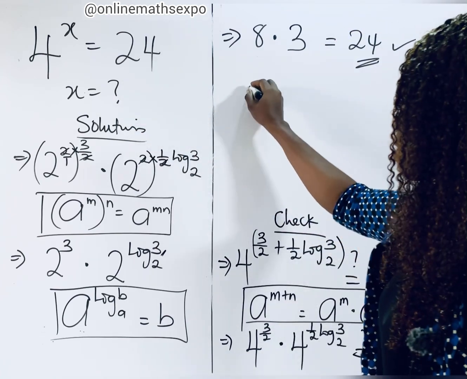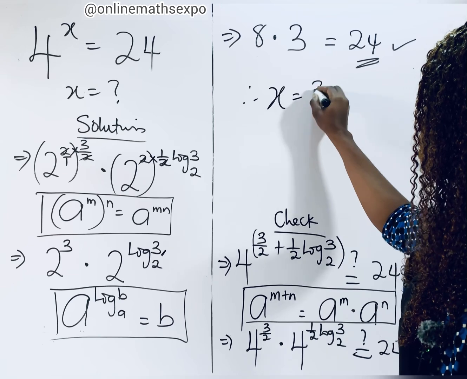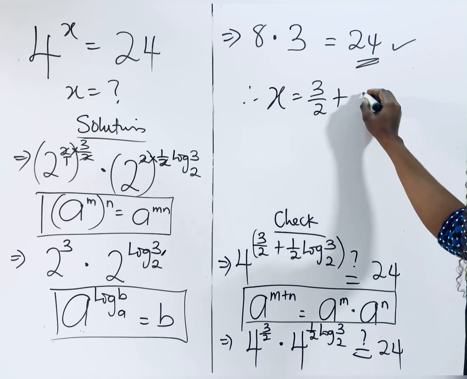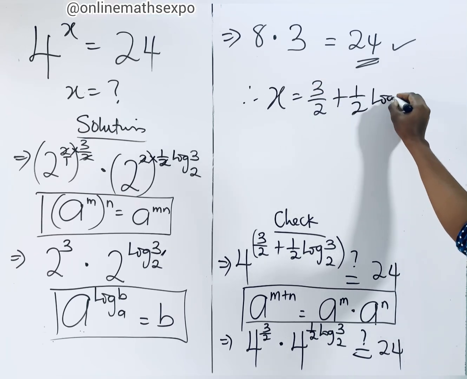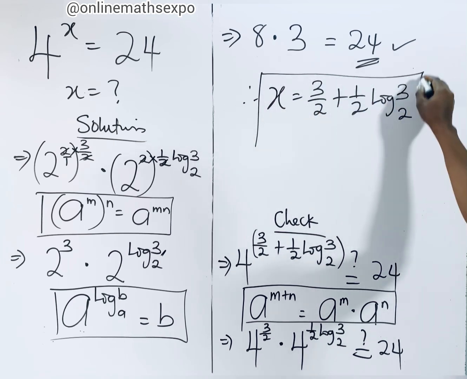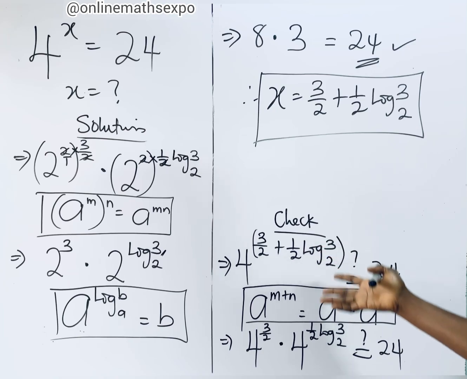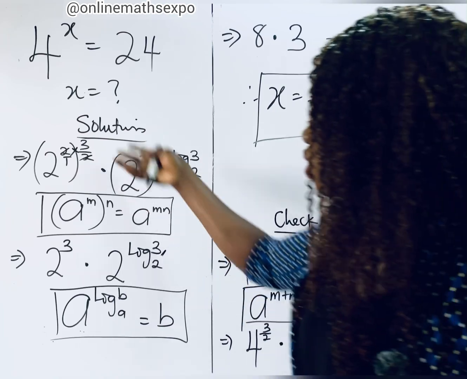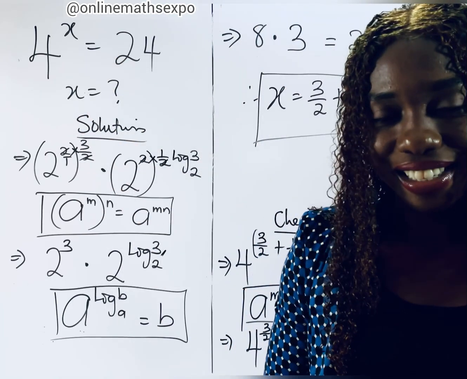So it means that our x as 3 over 2 plus half of log of 3 base 2 is excellently correct. And that is the step you take when you see such question whenever it's asked.